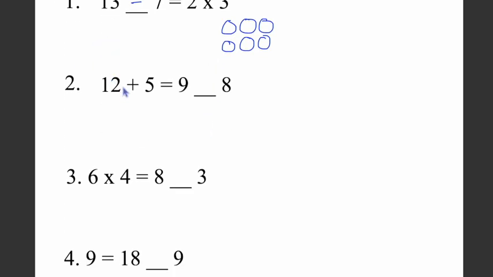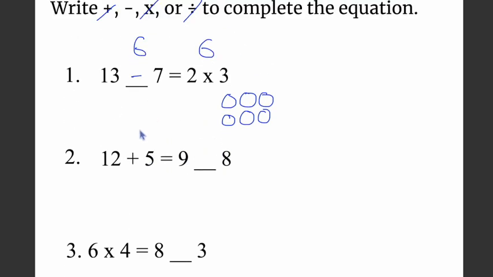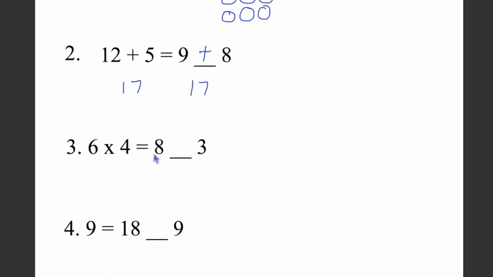Number 2, 12 plus 5 is equal to 9 blank 8. We know that 12 plus 5 is 17. And we need to find out what makes this also 17. Well, it can't be times because that'd be too big. It can't be divided by because 8 doesn't go into 9 evenly. And it can't be minus because 9 minus 8 is just 1. So the only thing left is plus. That's correct.